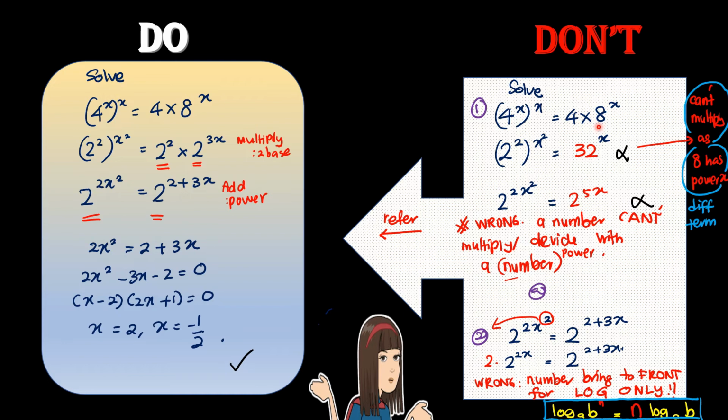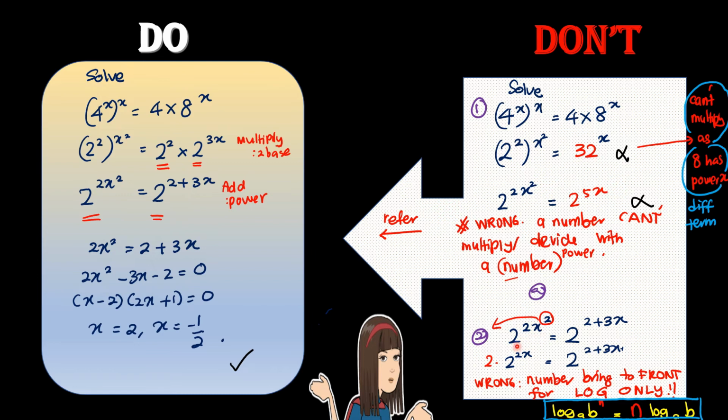Okay, you can't multiply here because 8 has power x, 4 is 4. Okay, so it is a different category. You can't multiply with each other for this part. Right? So when it is wrong here, everything will be wrong. Alright, please don't do this as well.